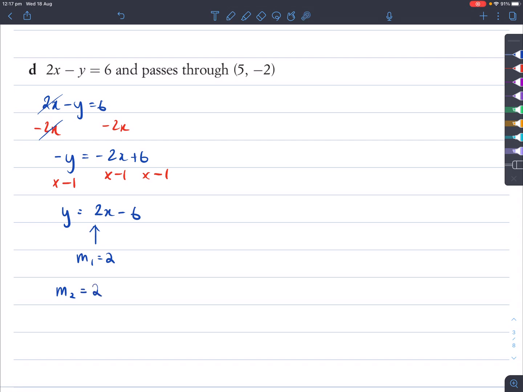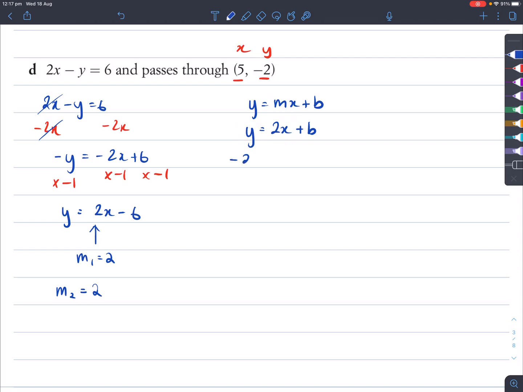But that line also passes through this point, okay? So we're going to make a substitution soon. Let's write down our equation for the line we're finding. y equals mx plus b. m would be equal to 2. So we're going to write y equals 2x plus b. And the b, which is our y-intercept, is what we want to find. We find that by replacing x and y by these two values here.